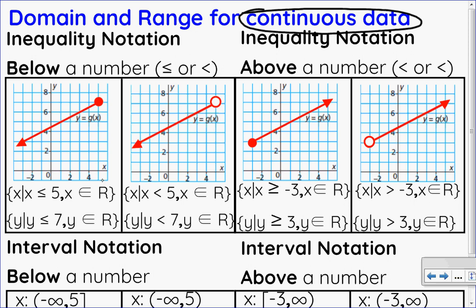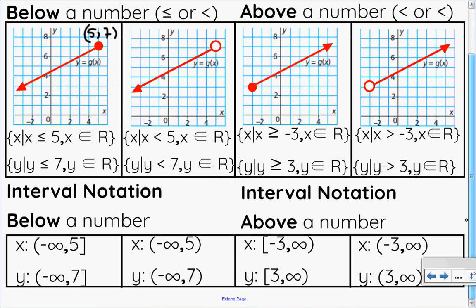So if I have continuous data where it's below a number, let's talk domain. Domain is x, and we look where x is. This endpoint here has coordinates of 5 and 7. So that means all of my x values are less than or equal to 5 because it's going down to the left. My y value for my endpoint is 7. So that means it's everything less than or equal to 7. Now I can write that as an inequality, or I can write it in interval notation.